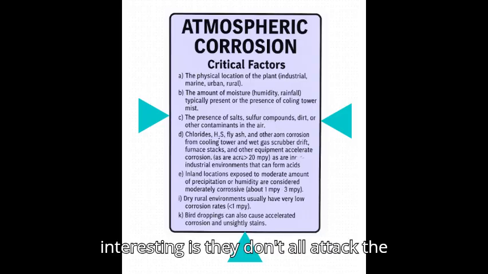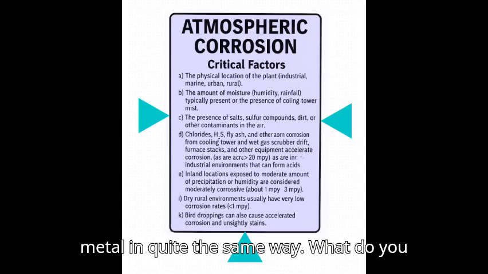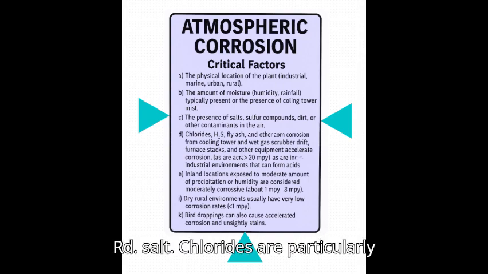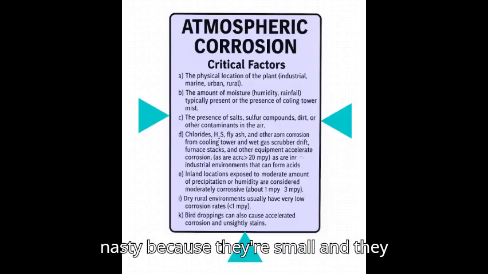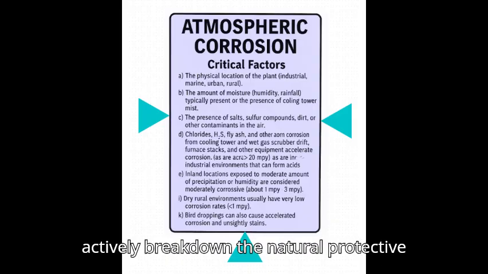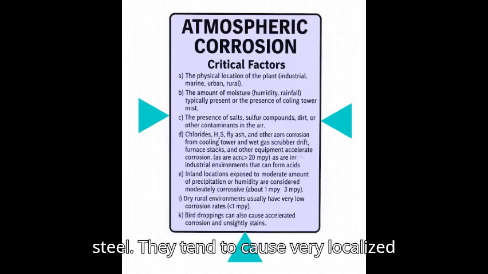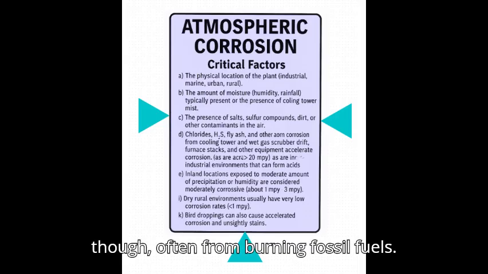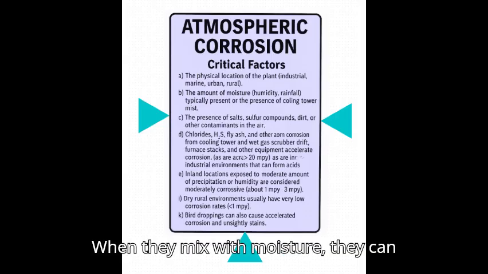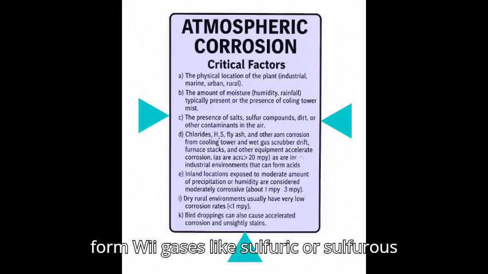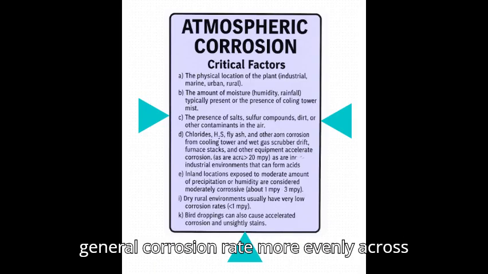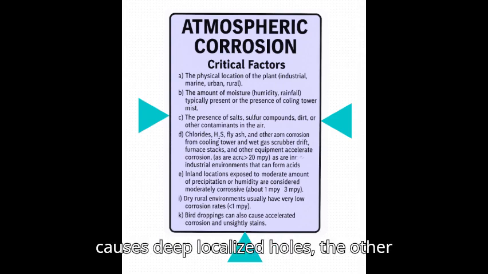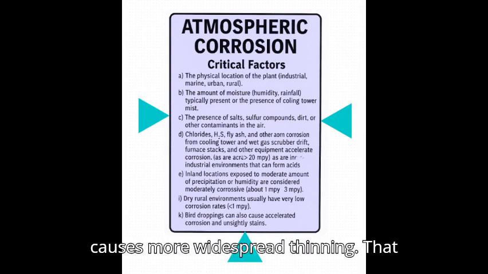But what's interesting is they don't all attack the metal in quite the same way. What do you mean? Well, take chlorides. They're really common in marine areas or where there's road salt. Chlorides are particularly nasty because they're small and they actively break down the natural protective layer, the passive film that forms on steel. They tend to cause very localized damage like pits. Sulfur compounds, though, often from burning fossil fuels, when they mix with moisture, they can form weak acids like sulfuric or sulfurous acid. That tends to accelerate the general corrosion rate more evenly across the whole surface. It makes the whole environment more acidic. Okay, so one causes deep, localized holes. The other causes more widespread thinning.